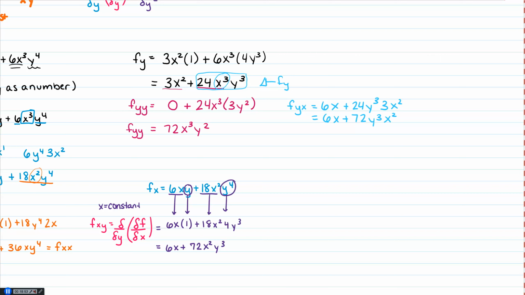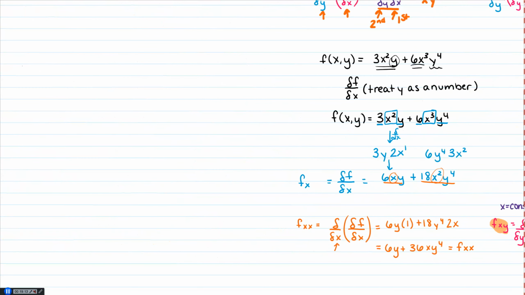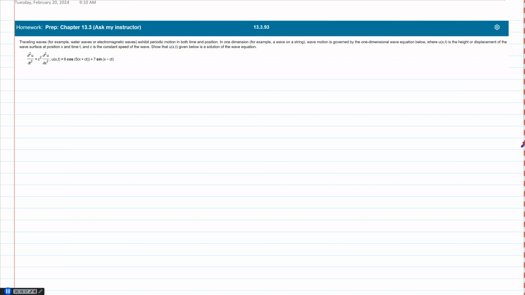And you will notice, and this is not a coincidence, that when you do f sub xy and f sub yx, you'll get the same exact thing. That's not a coincidence. That always happens. So if you know one, you get the other one for free. Okay, so that's just kind of a quick overview of partial derivatives. Let me do a couple challenging questions.